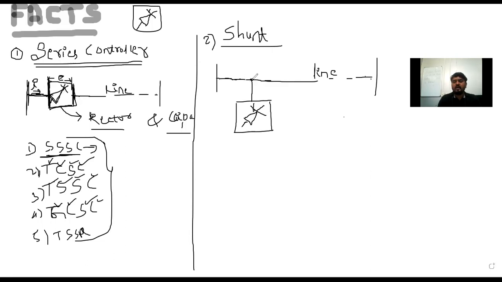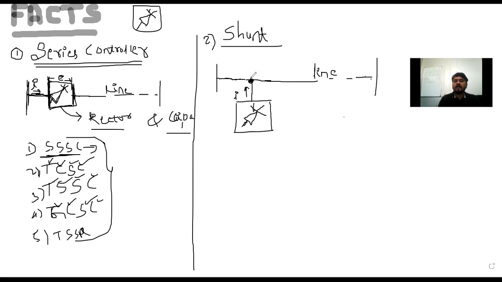Here we are going to inject a current at this point of the transmission line. That injected current may be from a variable reactor, capacitor, impedance, and so on. So it is going to consume or generate only reactive power. It is going to consume only reactive power, or it can generate reactive power.